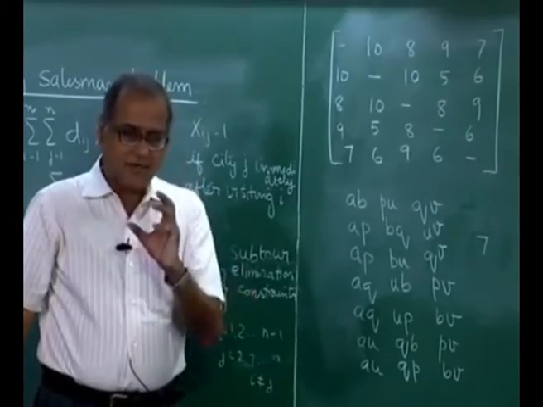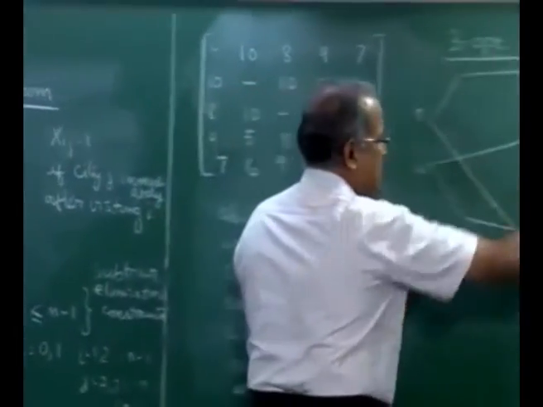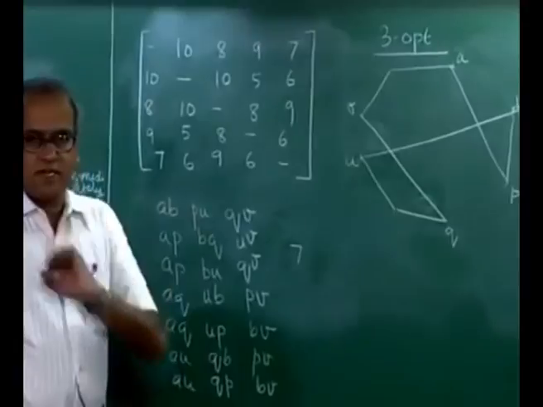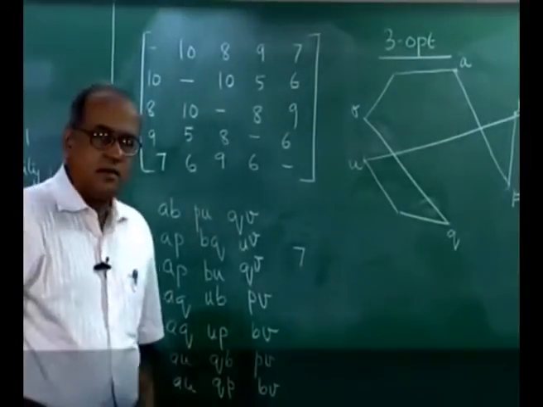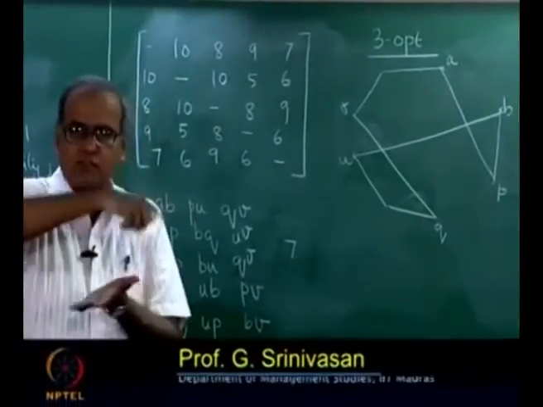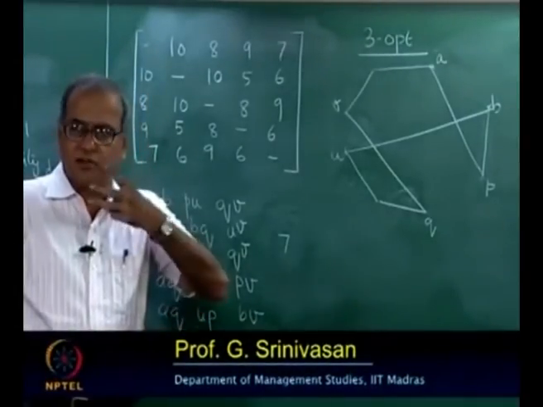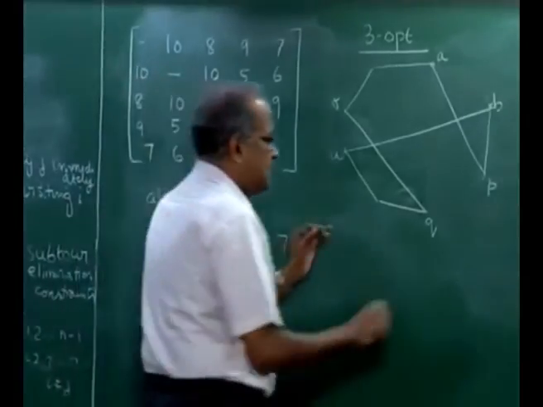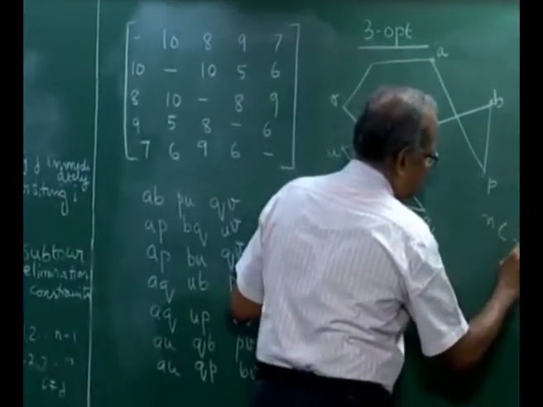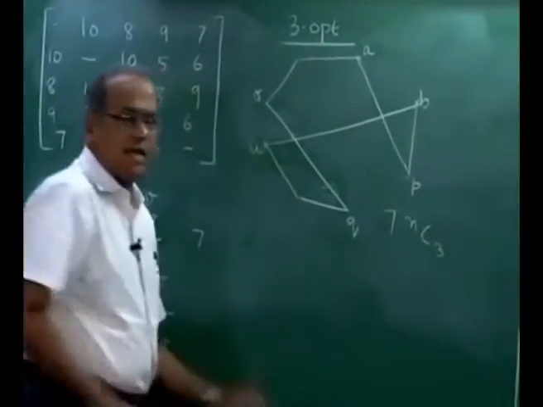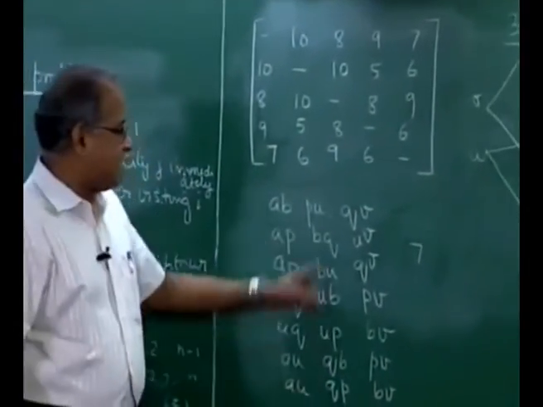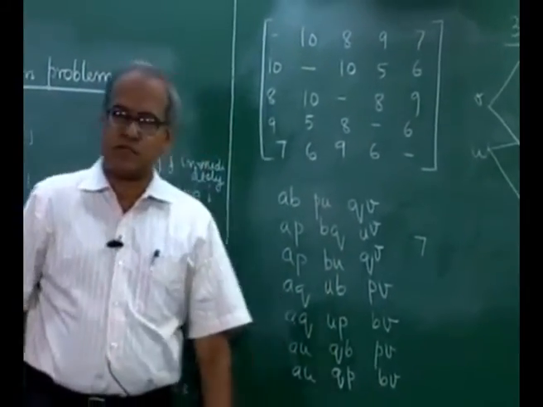Now, if there are n vertices, there are n edges in the solution. So, AB, PQ, UV represent 3 out of the n. They can be chosen in nC3 ways, and then for each of these AB, PQ, UV we can write 7 more solutions from this.